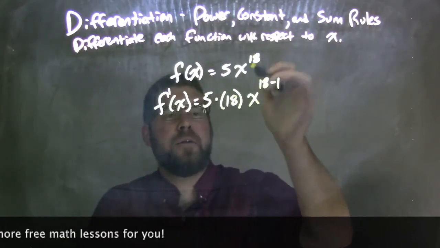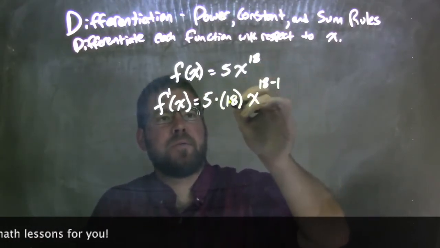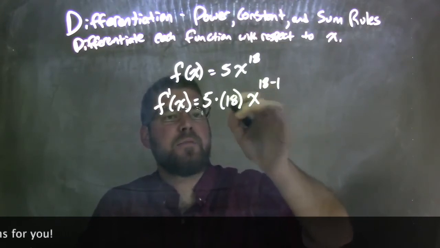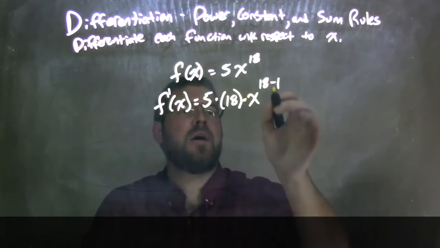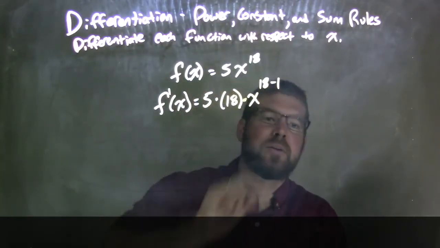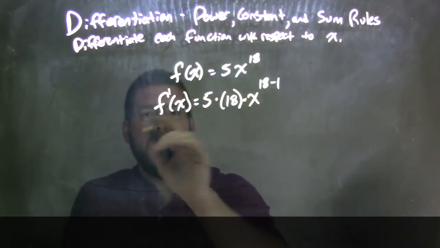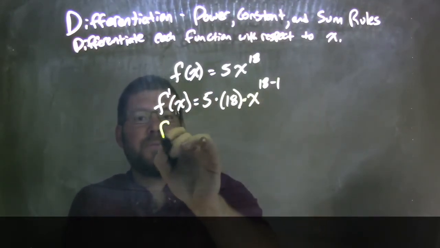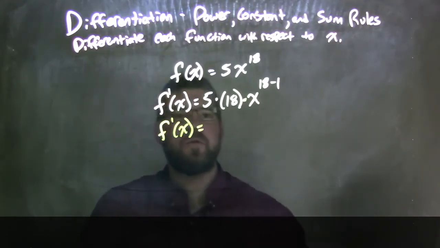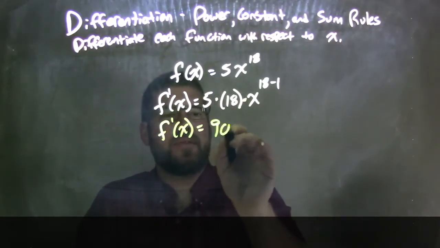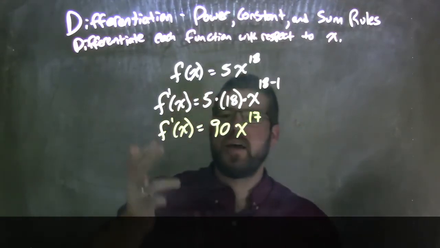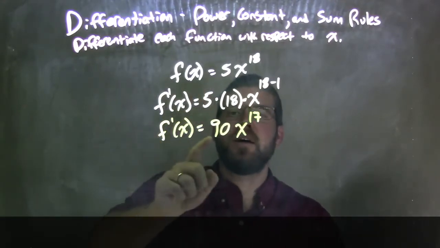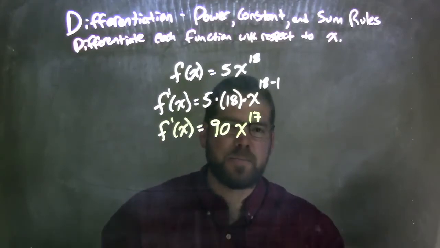So we bring the power down, right down in front. So 18 comes down here. And then it's all multiplication, or you can put it out front in front of the 5, it doesn't really matter. And then we take that power, 18, and subtract 1 from it. So let's simplify this. At this point, I've already taken my derivative. So f prime of x is equal to 5 times 18, which is 90, x to the 18 minus 1, which is 17. And there is my answer. f prime of x, the derivative of f of x, is equal to 90x to the 17th power.